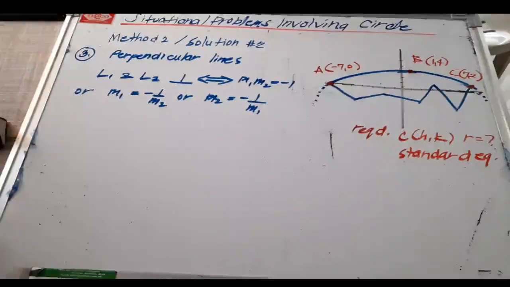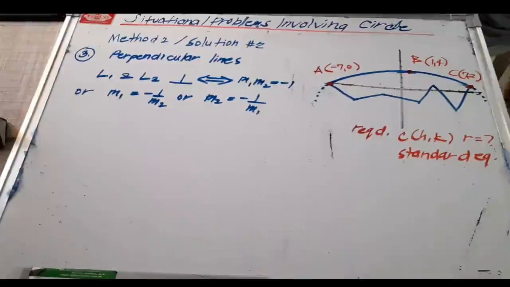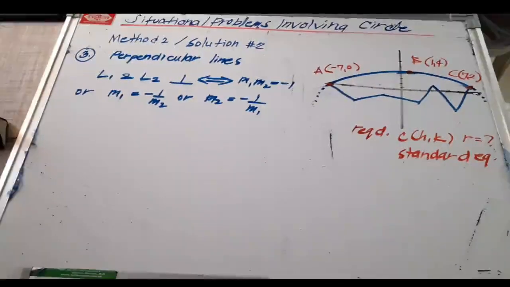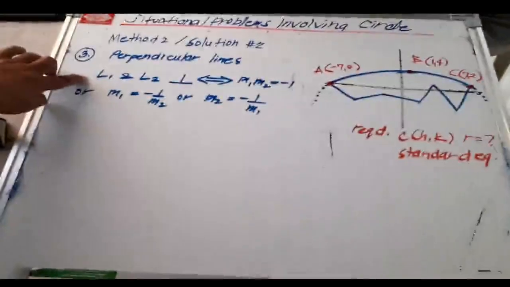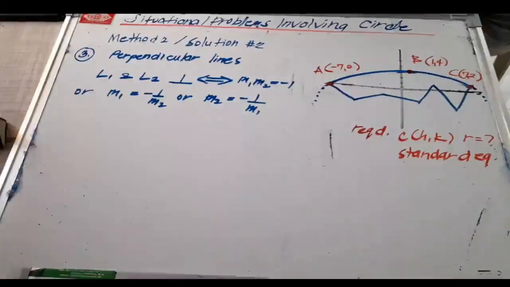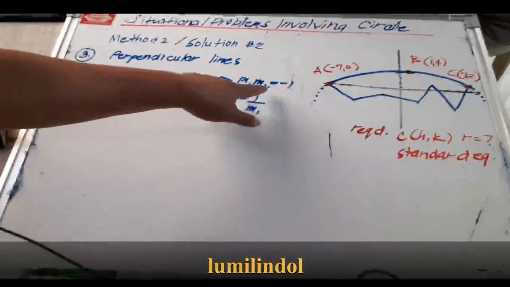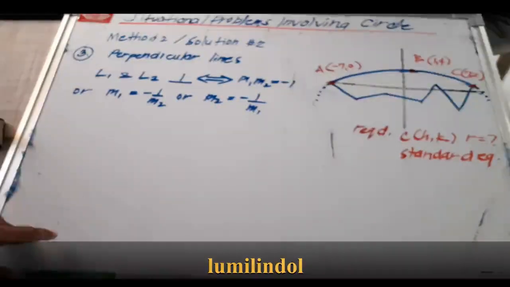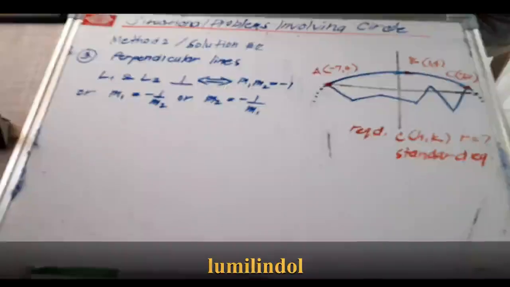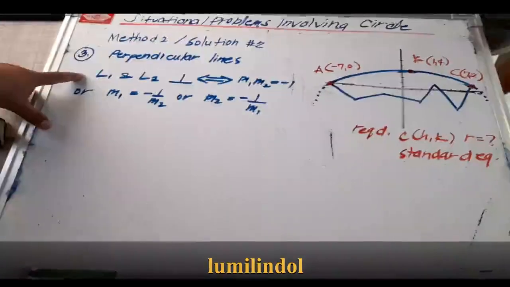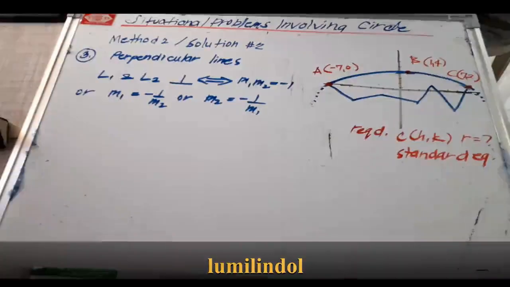Okay, and the third concept na kailangan natin para ma-solve ang problem na to using method number 2 ay yung perpendicular lines. Ano daw yon? Sabi dito, two lines are perpendicular. Let's say L1 is the first line, L2 is the second line. Para ma-prove that L1 and L2 are perpendicular, they are only perpendicular if and only if the product of their slopes equals negative 1. Or M1 equals negative 1 over M2, or M2 equals negative 1 over M1. Wherein M1 is slope ni line 1, si M2 is slope ni line 2. Okay? So, ganito yon.